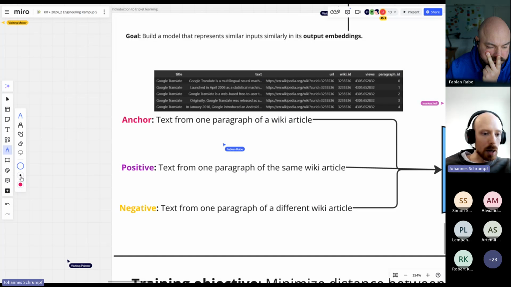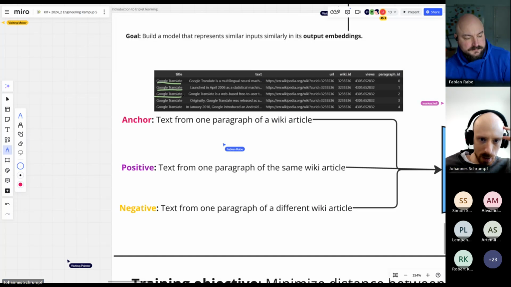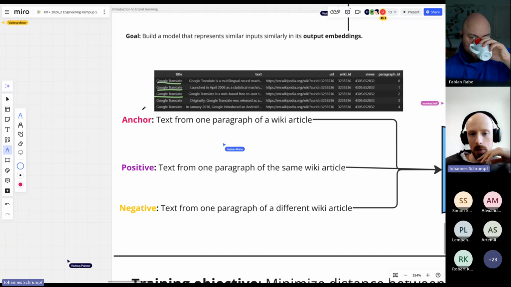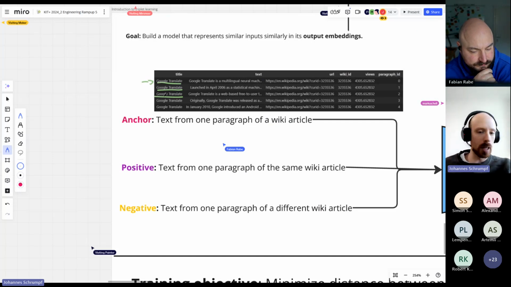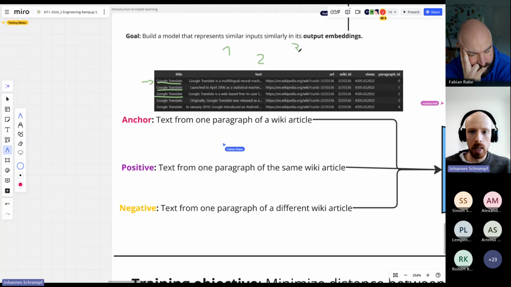everything, every paragraph that comes from the Wikipedia article Google Translate is somehow related to one another, right? Because one paragraph in the Google Translate article covers a certain aspect of Google Translate as a topic, right? And so we already have a relationship within all of these paragraphs. So for example, we have the first paragraph, we have the second paragraph, we have the third one, and they all share the relationship that they are all part of the Google Translate article, right?